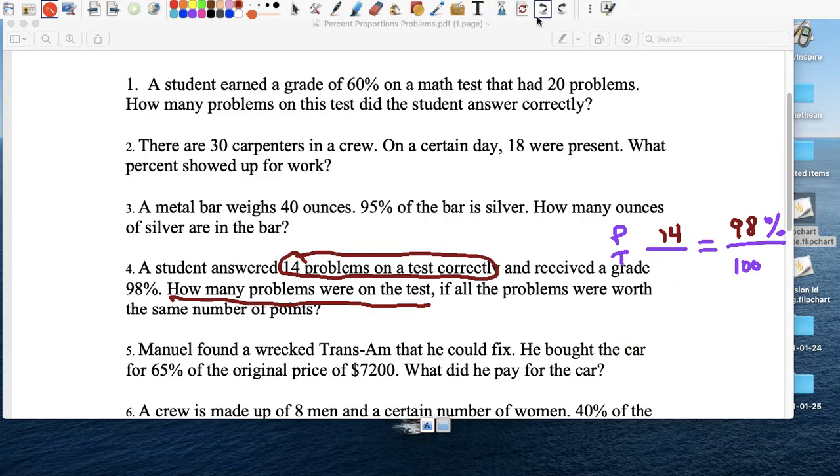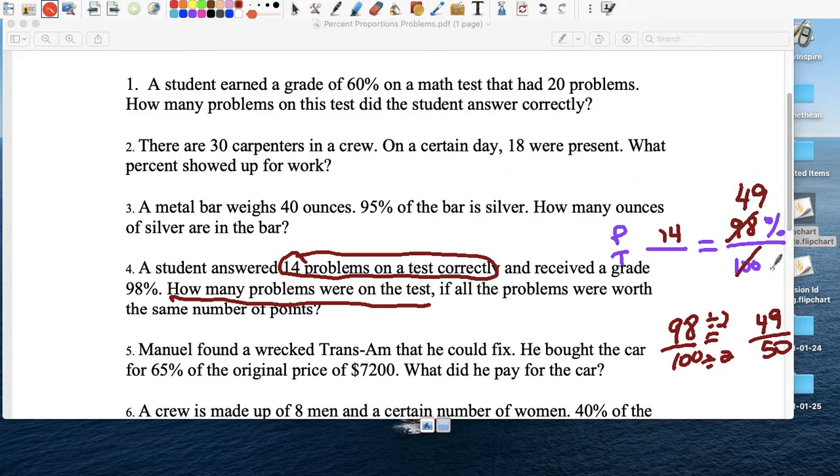Okay, so let's see if we can do this. 98. How can we simplify this? So let's divide this by 2, right? 98 over 100. Let's divide that by 2. 98 dividido por 2 is 49. And 100 divided by 2 is 50. That's not going to help us much. Un momentito. Does that help me with anything?